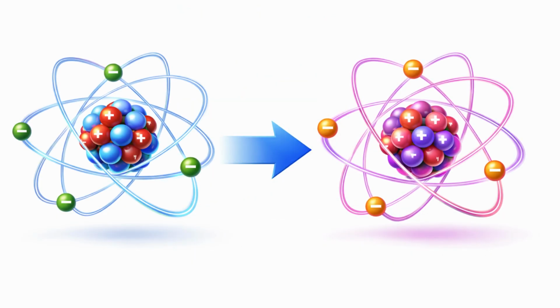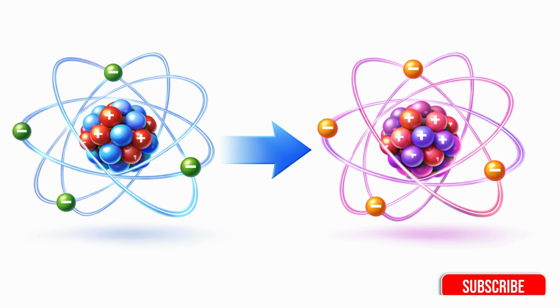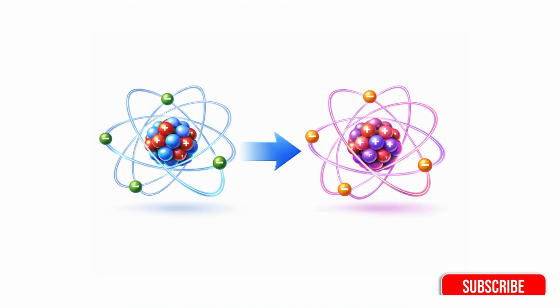Isotopes are atoms of the same element that have the same number of protons but a different number of neutrons. Because neutrons add mass, isotopes have different mass numbers. But because protons stay the same, isotopes are still the same element.